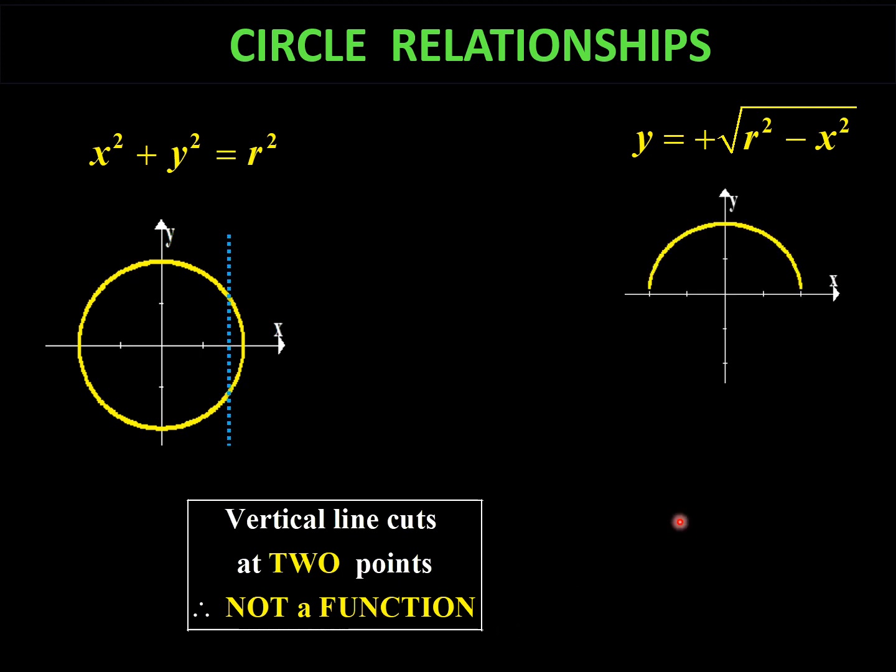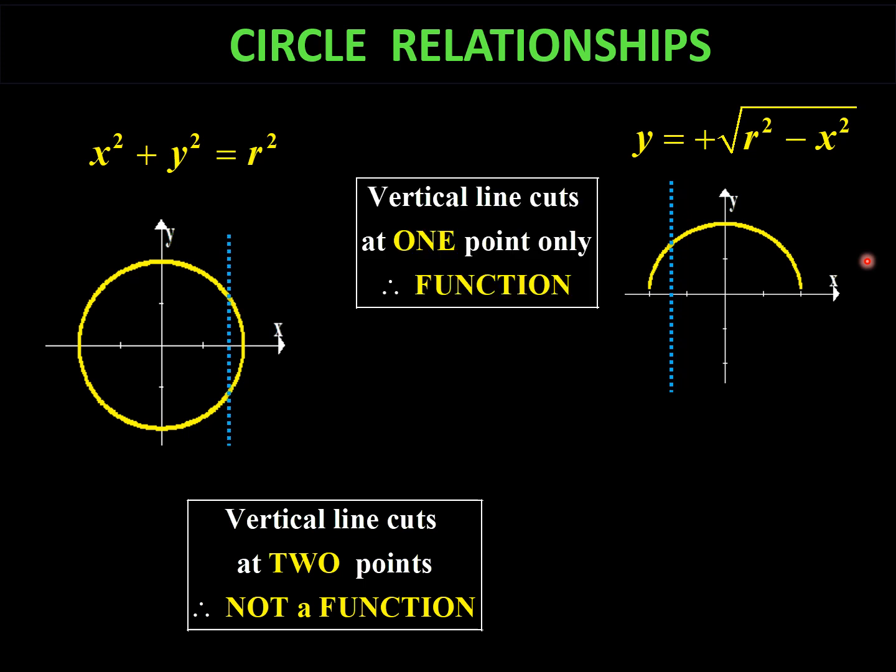Let's look at the semicircle. In this case here, the y is greater than 0. y is positive, so we have the top part of the circle. Right? The semicircle is the top part of the circle. Let's use the vertical line. Again, you see it only cuts once, so that would represent a function.